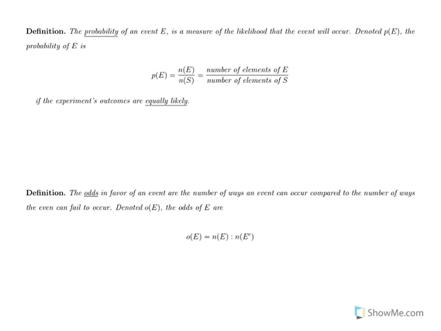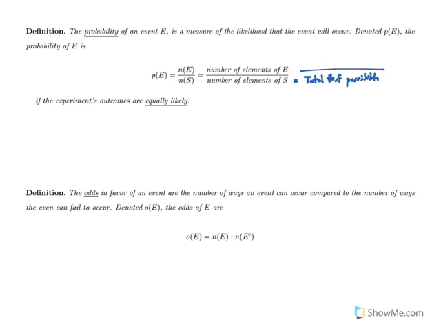So we have the number of elements of S. This is our total number of possibilities. That's our denominator. And our numerator is the number of possibilities within that event.